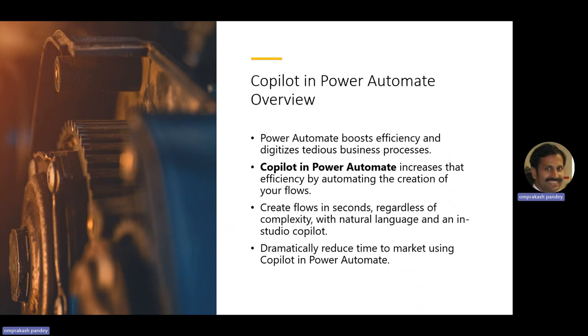If you look at the Copilot within Power Automate, this is where we can specify what kind of process we would want to create. And similar to Power Apps, here also you'll get your flow created specific to a particular domain, related to a specific area that one would want. And this dramatically reduces the time taken for creating these members.